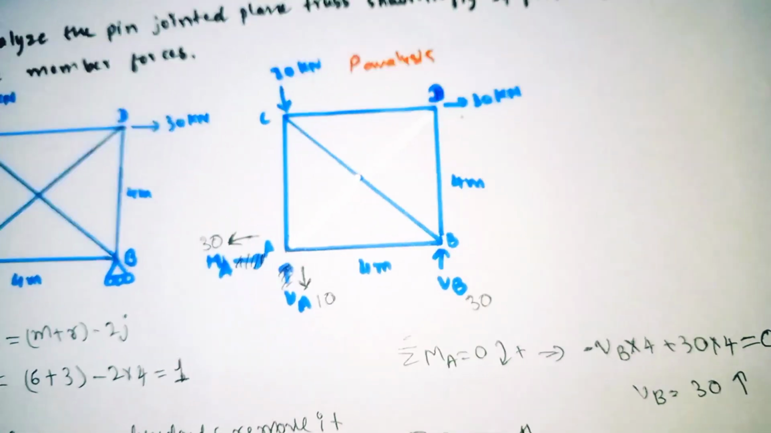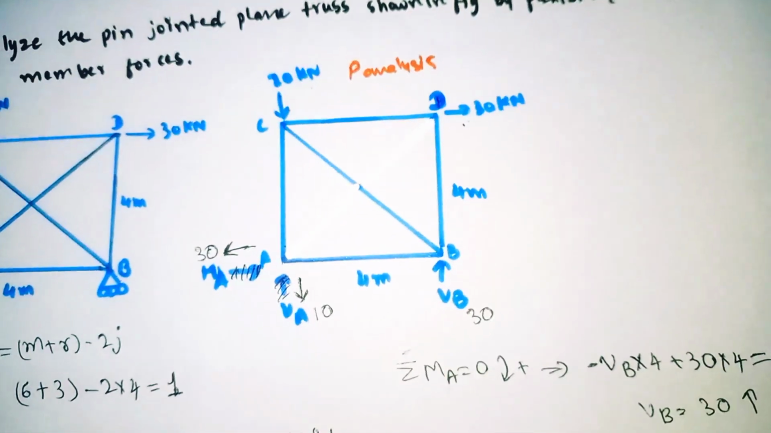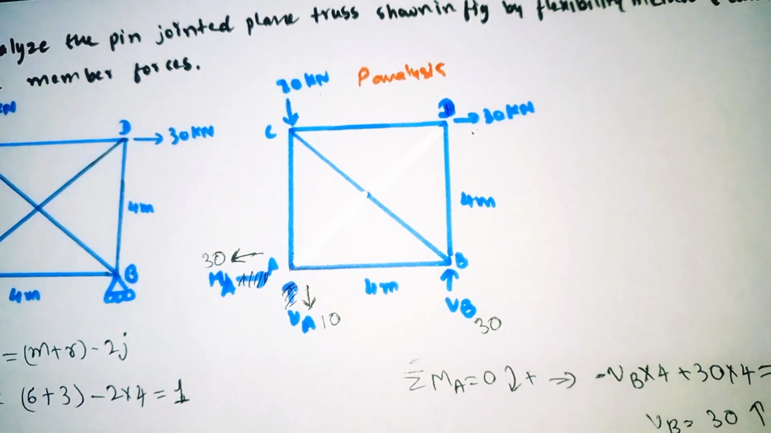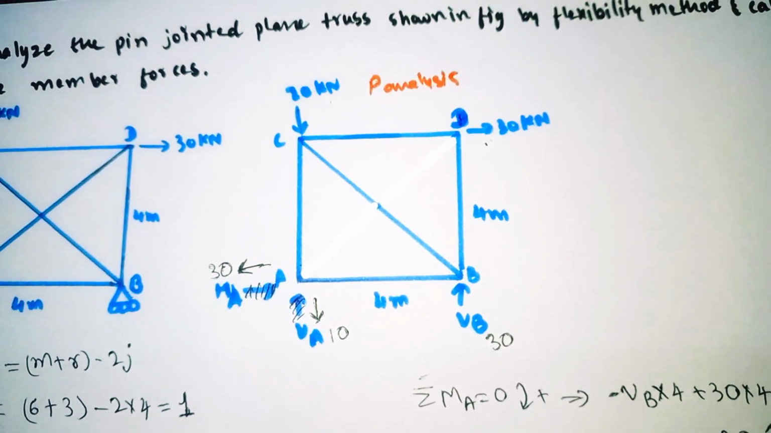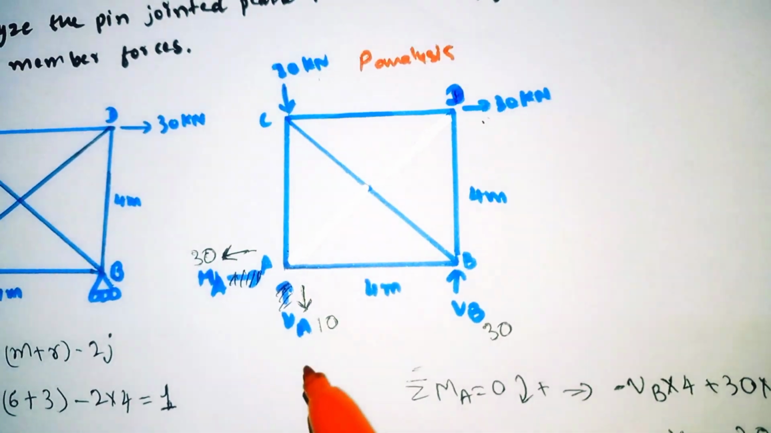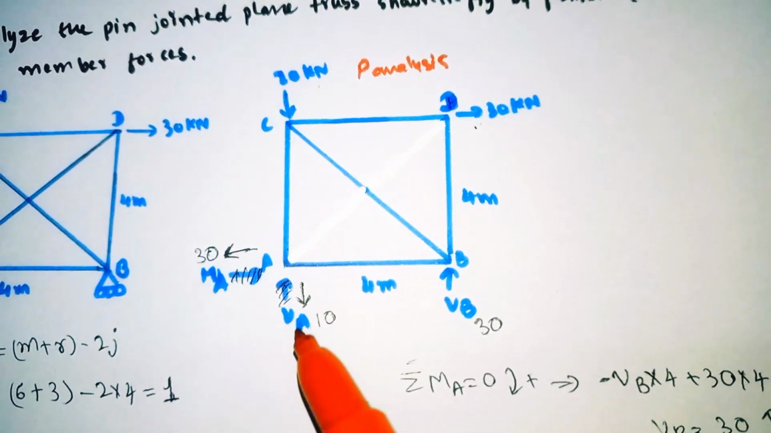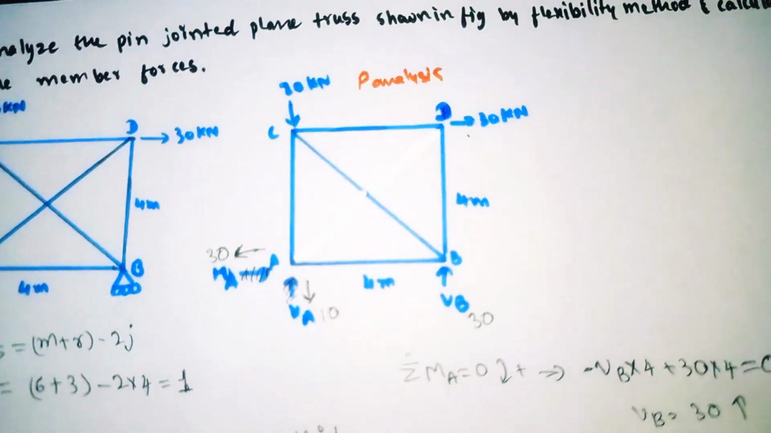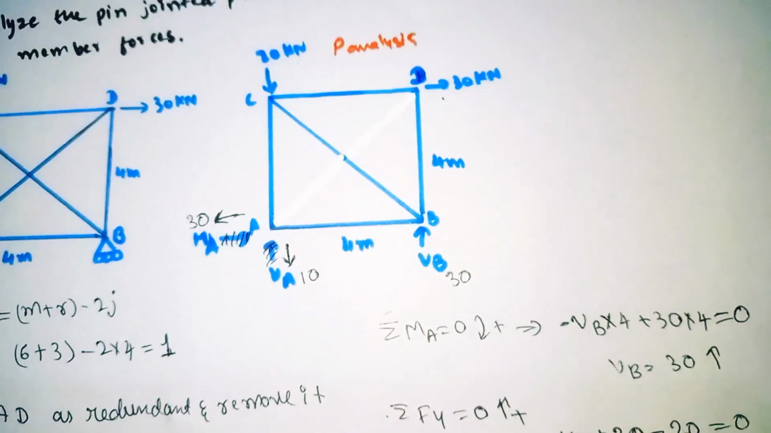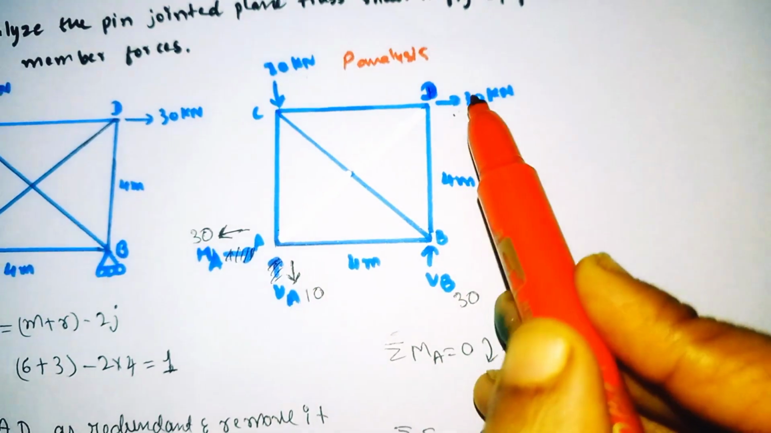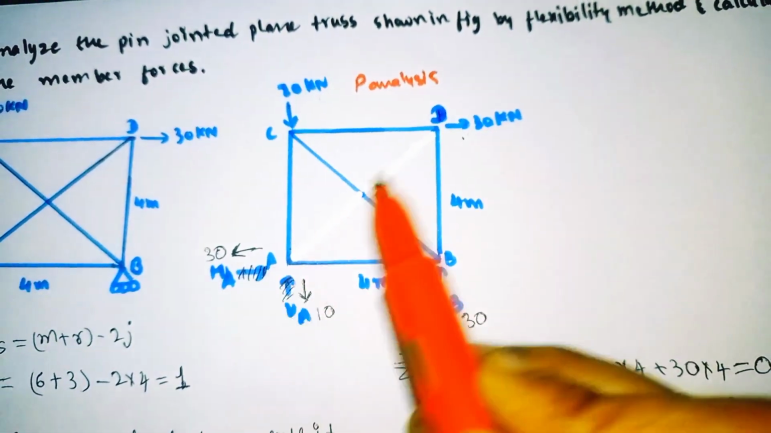Because our method of joints rule says we can only apply the method of joints at joints which have only 2 unknowns. So if a joint has more than 2 unknowns, like 3 or 4, we cannot apply the method of joints. So this is our rule of method of joints. Now you can take joint A or joint D. You can solve it by using these two.